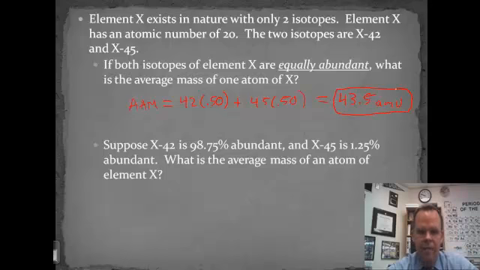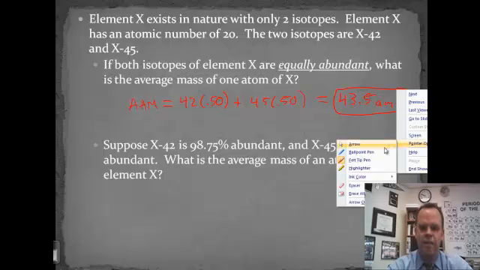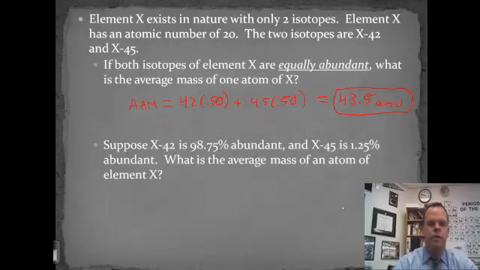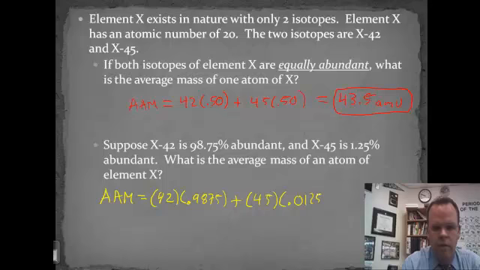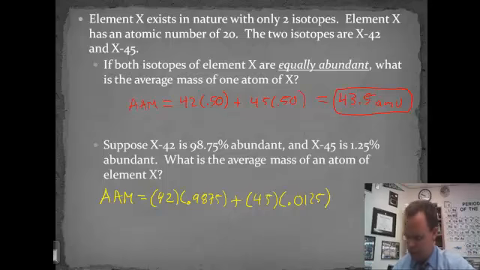That would be your traditional average, but in most cases that is not the way that it works. Most of the time it is not a traditional average, it is a weighted average because we don't have an equal amount of each one. So in the second case, the average atomic mass would be the mass, 42, times the percentage, 0.9875, plus 45 times 0.0125. Do this on your calculator.